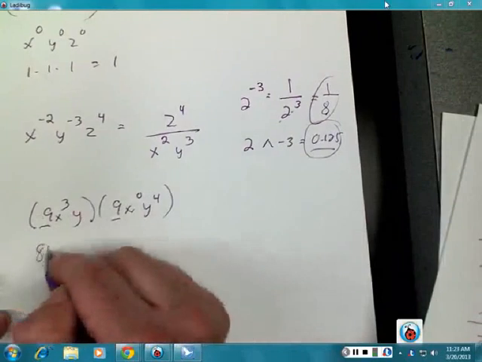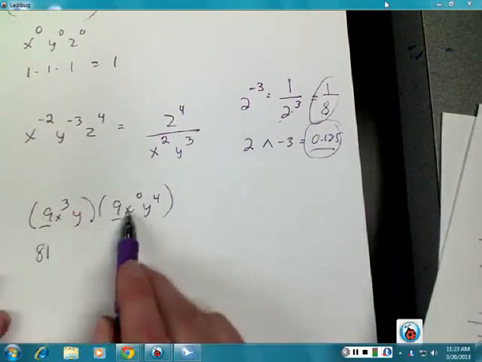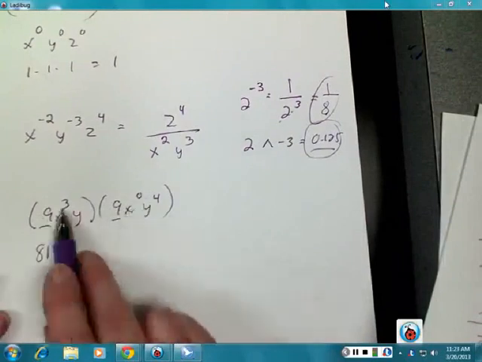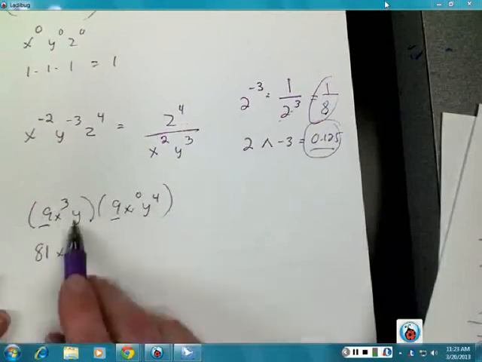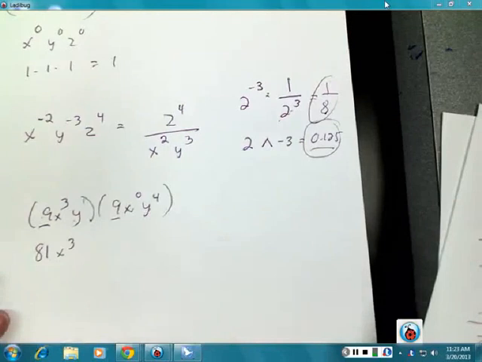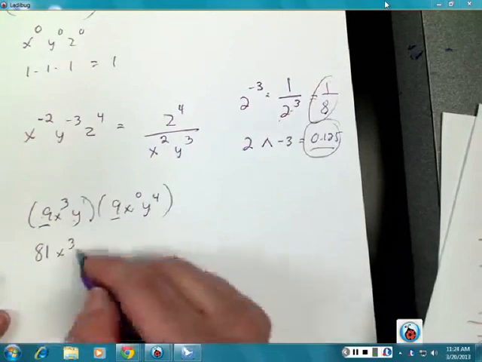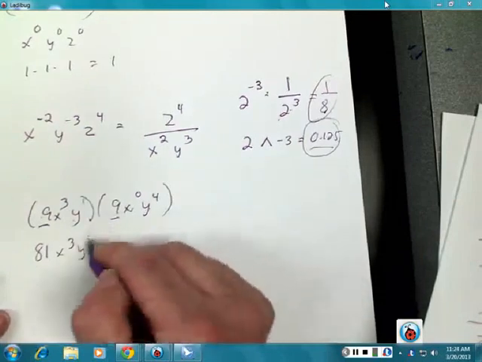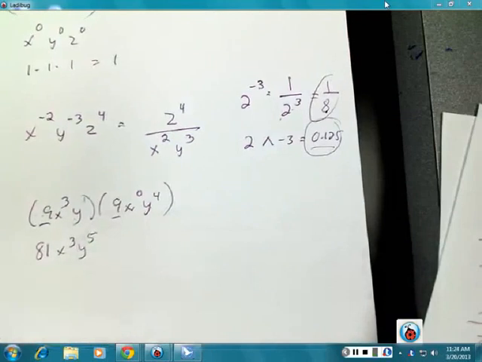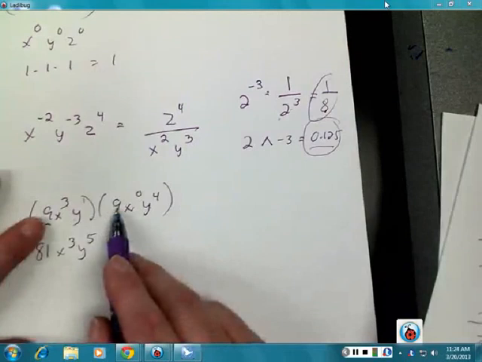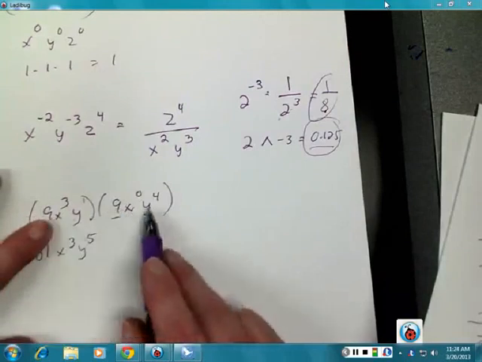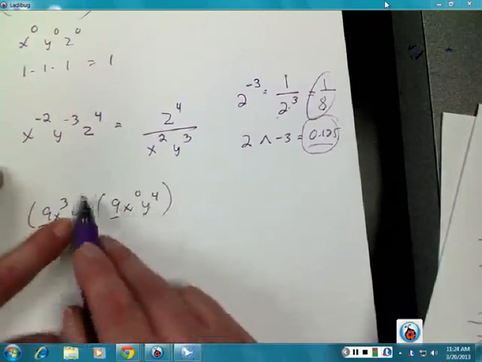X to the third times an x to the 0, so I'm multiplying, so I get x to the third. Y to the first and a y to the fourth. Y to the fifth. I thought you were multiplying. Numerically I multiply, but remember, when we multiply and our bases are the same, we add exponents.